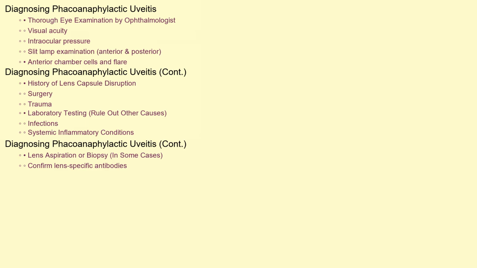Diagnosing Phacoanaphylactic uveitis involves a thorough eye examination by an ophthalmologist. This includes assessing visual acuity, intraocular pressure, and examining the anterior and posterior segments of the eye with a slit lamp. The presence of anterior chamber cells and flare, signs of inflammation, are crucial indicators. Furthermore, a history of lens capsule disruption, either through surgery or trauma, is a key piece of information. While not always necessary, laboratory testing can help rule out other potential causes of uveitis, such as infections or systemic inflammatory conditions. In some cases, a lens aspiration or biopsy might be performed to confirm the presence of lens-specific antibodies.